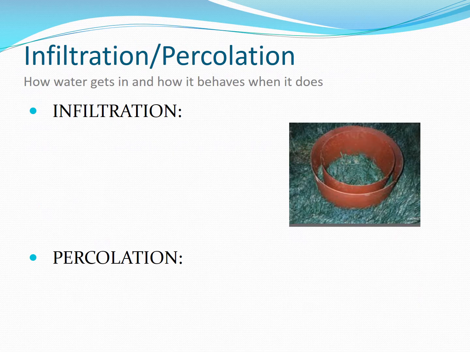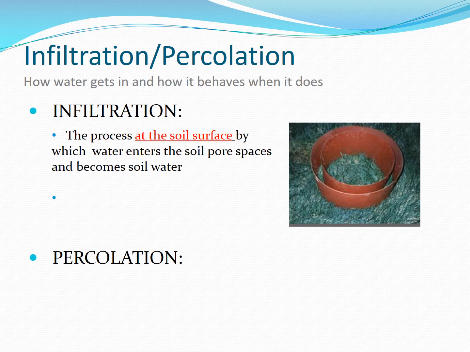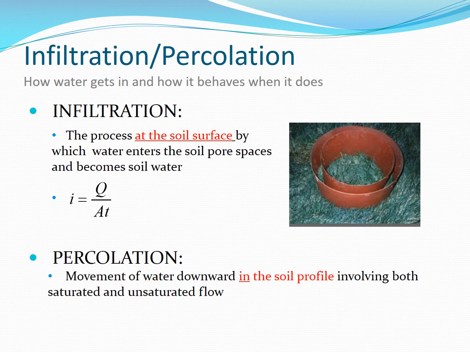Infiltration and percolation is how water gets in and how it behaves when it does. Infiltration is the process at the surface by which water enters soil pore spaces and actually becomes soil water. Percolation is the movement of water downward in the soil profile, involving both saturated and unsaturated flow.